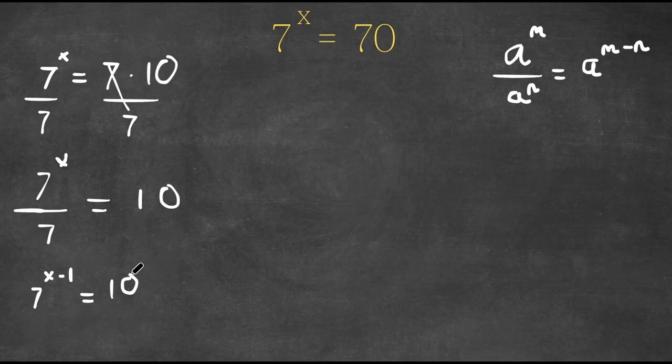So now what we're going to do is we're going to take the log of both sides. So now we have log 7 to the power of x minus 1 is equal to log 10.